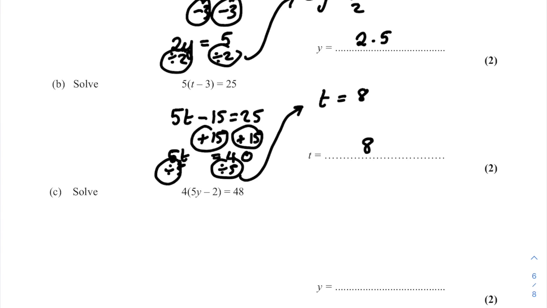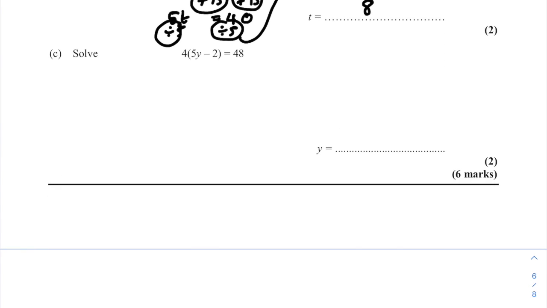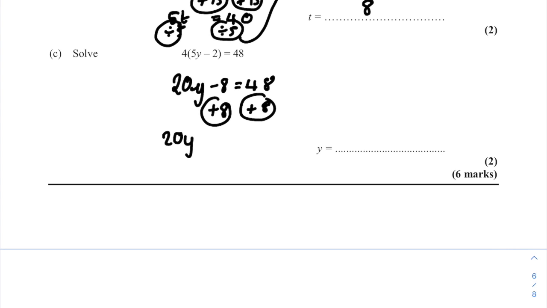So t equals 8. So we've got C, we've got to expand the brackets again. So 4 times 5y equals 20y. 4 times minus 2 equals minus 8, which equals 48. So we want to add 8 to both sides to get rid of the minus 8 on this side. So now we have 20y equals 56. So now we've got to divide by 20 on both sides. So now we have y equals 56 divided by 20.